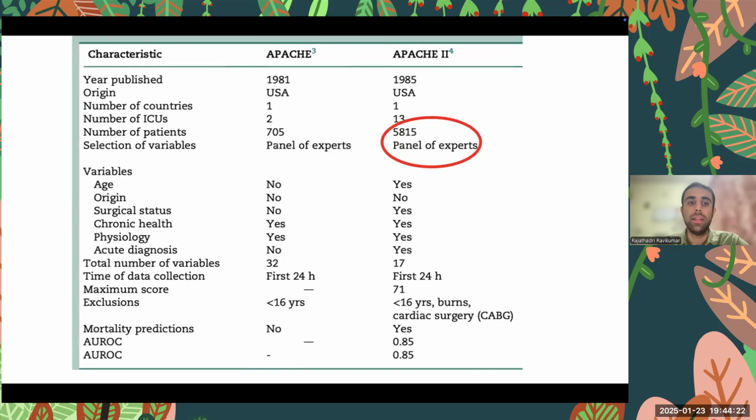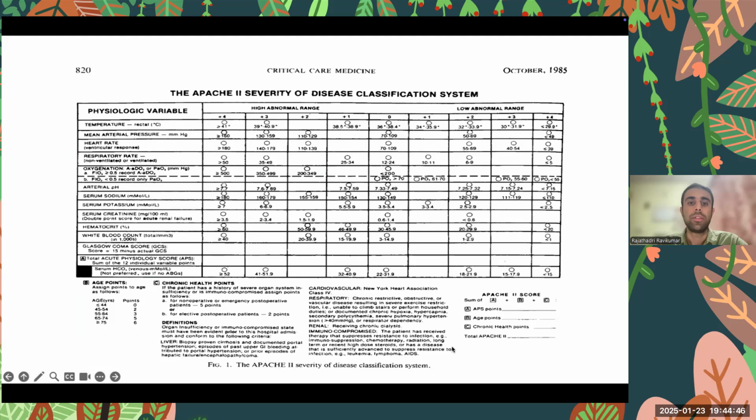So here we can see the number of ICUs was 2 and the number of ICUs increased to 13 here. Number of patients 705 and here 5,800. But selection of variables still was dependent on the panel of experts itself. Here they decided to exclude burns, post-CABG patients and cardiac surgery patients. Pretty good AUROC, 0.85. But the other thing which they added in Apache 2 was the age of the patient.